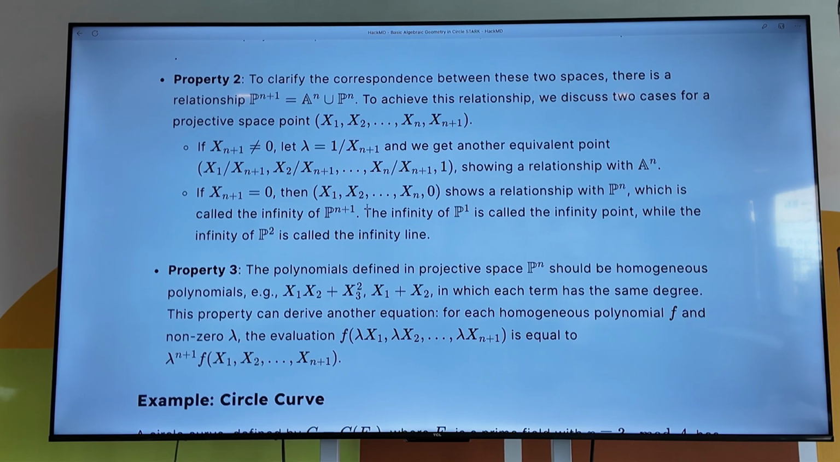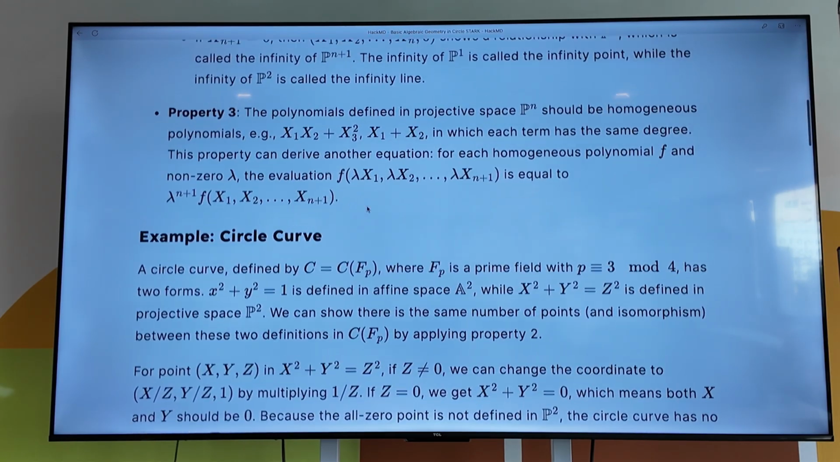There are some concepts of the relationship. The infinity of P1 is called the infinity point, and the infinity of P2 is called the infinity line. The infinity point is very useful in these concepts.